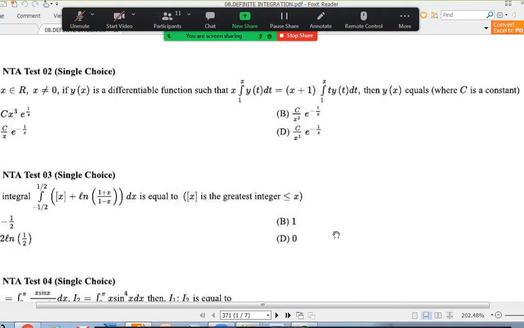Okay, what is the second question in definite integrals? We already discussed the first question. The question is: integral 1 to x of y(t) dt equals (x plus 1) times integral 1 to x of t y(t) dt. They just want to know what is y(x).